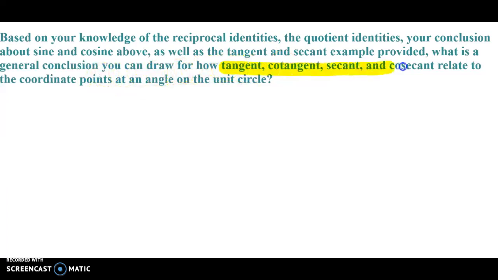So also based on our knowledge, the main question here is how can you determine the tangent, cotangent, secant, and cosecant related to the coordinates on the unit circle? I'm ultimately asking the same question as above, but with different trig functions. Ready, go.